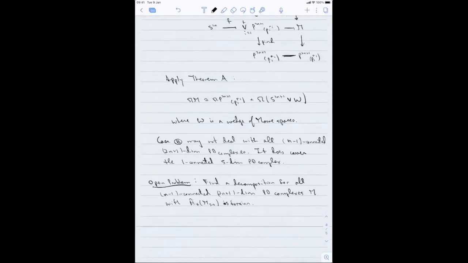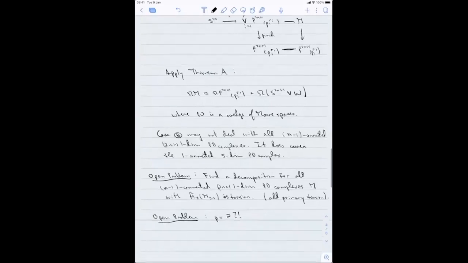And you know, give yourself a break and look at odd primary torsion, which is what we were considering all along. All right, and then I guess you could add another question. What happens if p equals 2? That would be much harder, I think, just because the homotopy theory of mod 2 Moore spaces is so poorly understood. Okay.